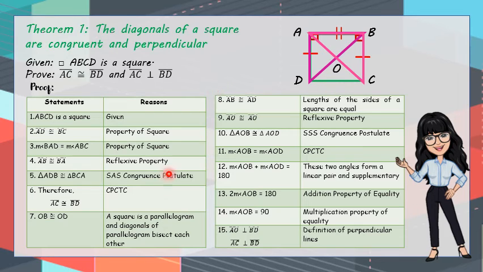And then, we will proceed with the next statement, or the next thing that we are going to prove. We need to prove the perpendicularity of the two diagonals. We have already proven that the diagonals are congruent. So we will be proving that our two diagonals are also perpendicular. Now, OB. OB is congruent to OD.